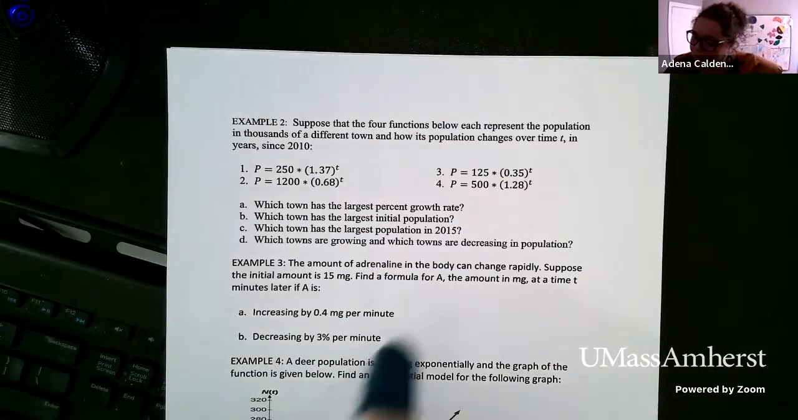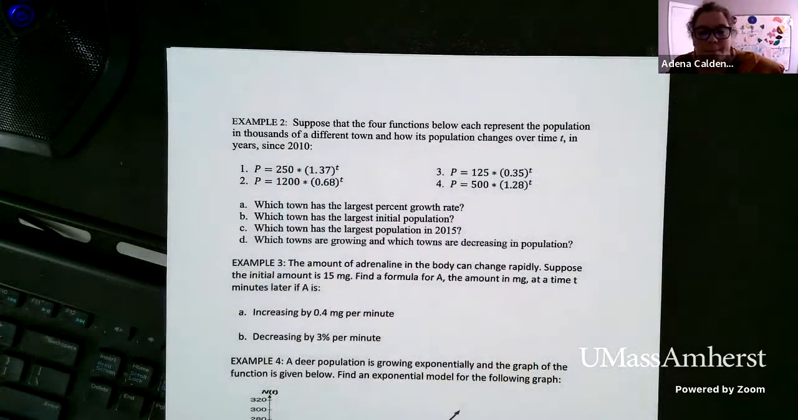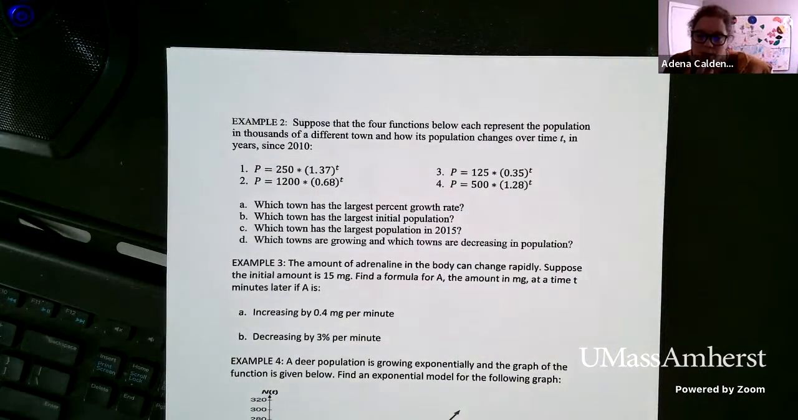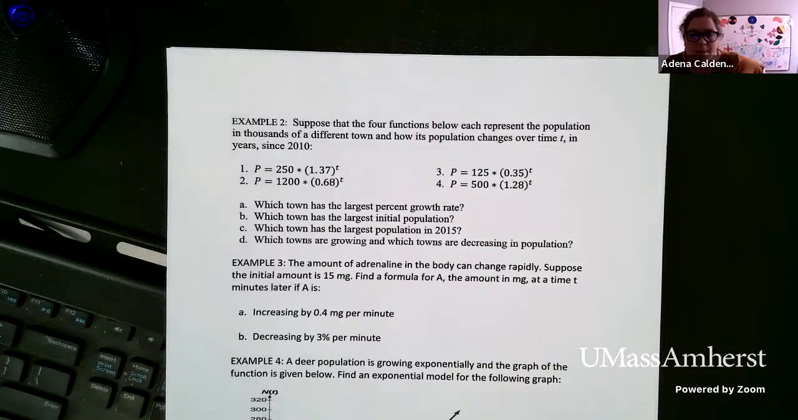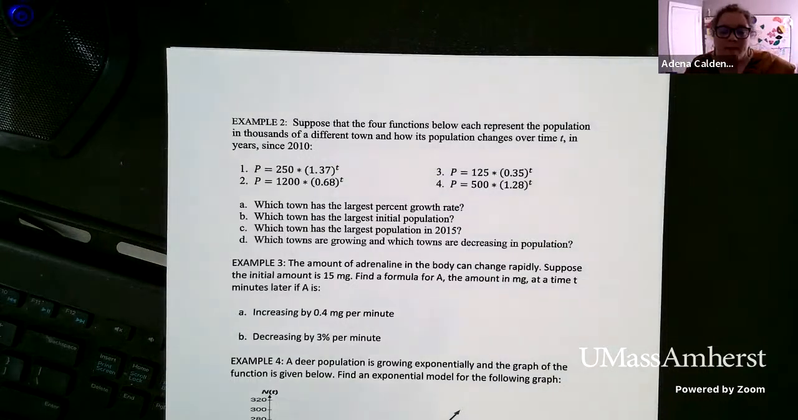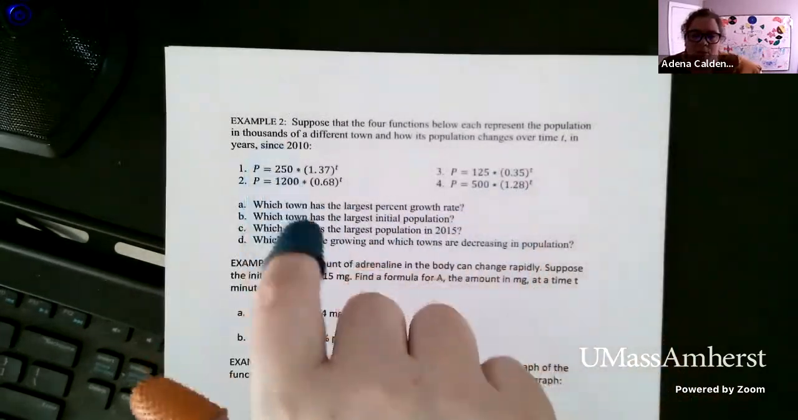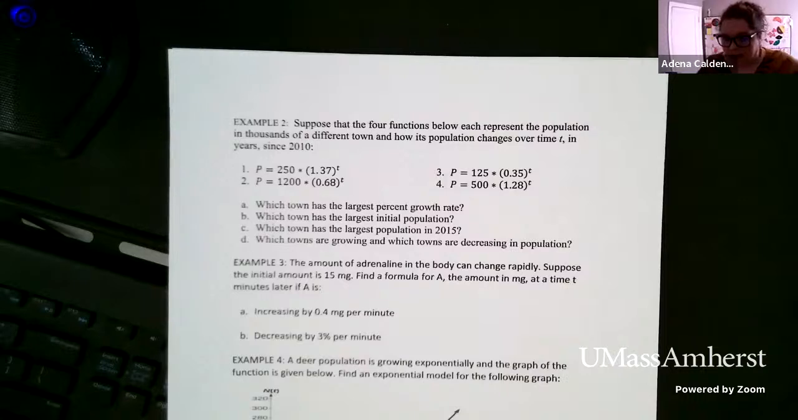So that has to do with the base number. Okay. B, which town has the largest initial population? So that's the P naught. Which one is the biggest? C, which town has the largest population in 2015? So we have to compute the size at time equals 5. And then D, which towns are growing and which towns are decreasing? So that's looking at this base A and figuring out, is it bigger than 1 or less than 1?